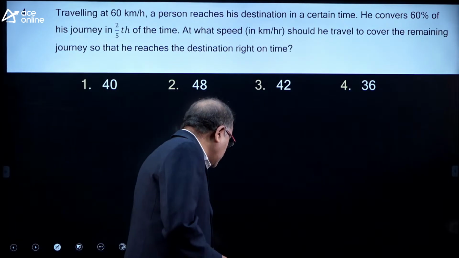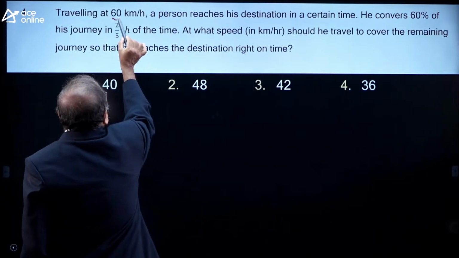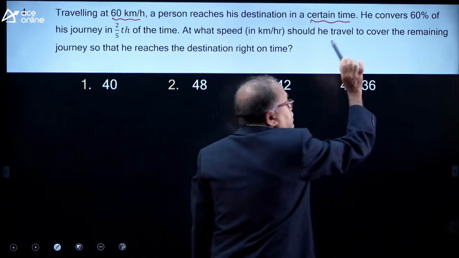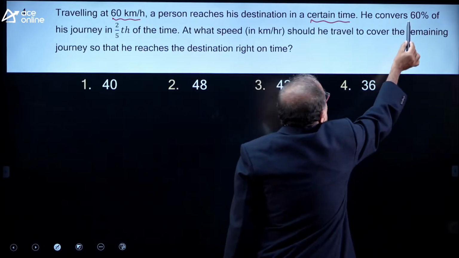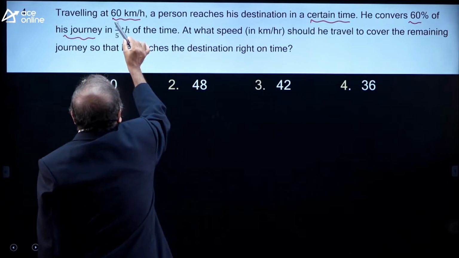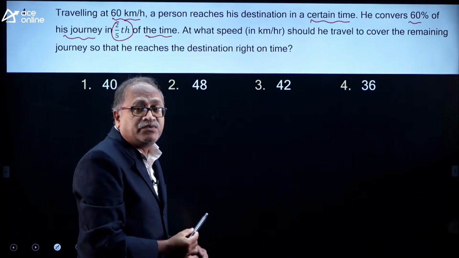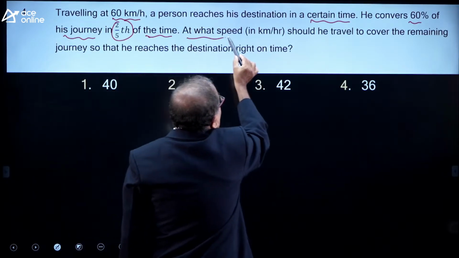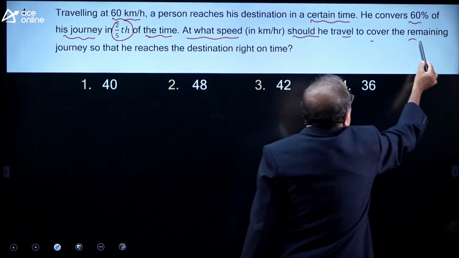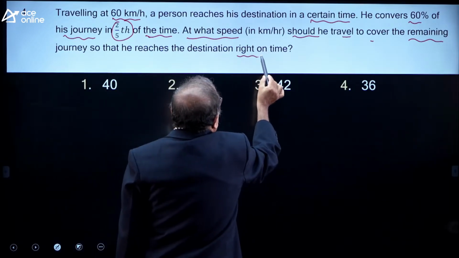Let us see if Anusha or Naidu can answer the question here. Traveling at a speed of 60 kilometer per hour, a person reaches his destination at a certain time, time is not given. Okay. If he covers 60% of his journey in 2/5 of the time, at what speed should he travel to cover the remaining journey, that is 40% journey, so that he reaches the destination right on time.